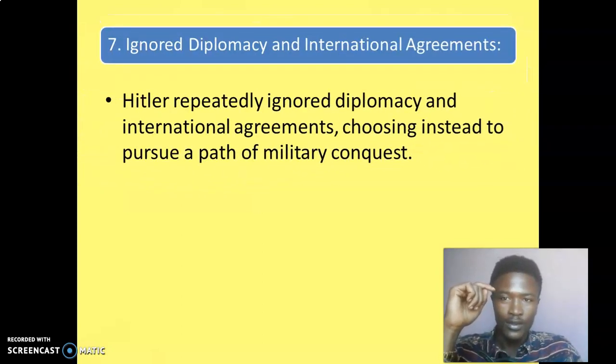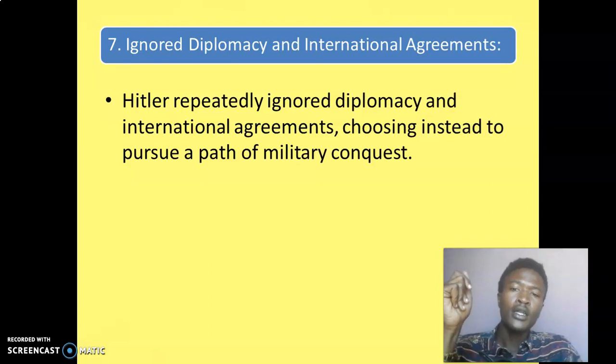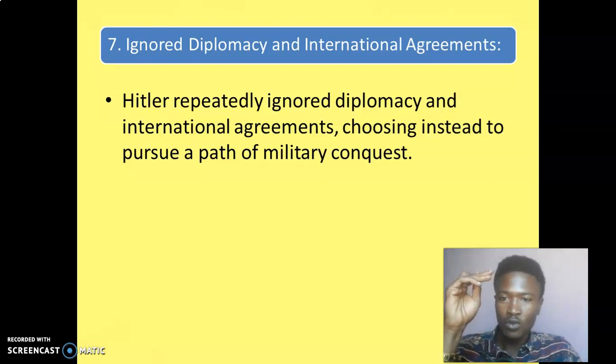All right, the seventh reason: ignored diplomacy and international agreements. Hitler repeatedly ignored diplomacy and international agreements, choosing instead to pursue a path of military conquest. See? So it's very clear there.